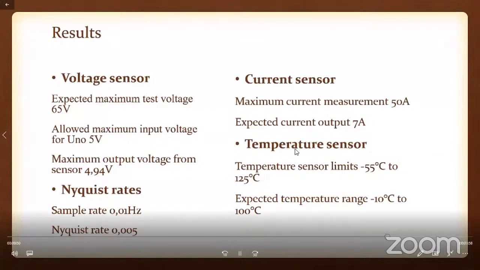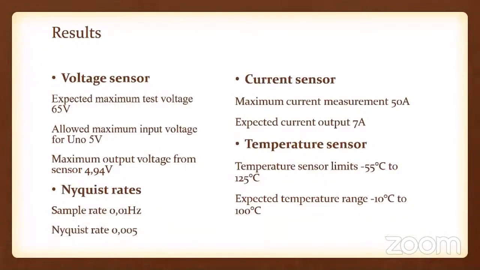The expected current output from the test system was 7 amps, and the maximum current measuring capability of the current sensor is 50 amps. At 50 amps, the expected error of the current sensor was 24%. The operating temperature of the current sensor is from negative 40 degrees to 150 degrees Celsius, which is again within the expected temperature range. The rate at which the data was sampled is 0.01 Hz, and the calculated Nyquist rate was 0.005, which is acceptable as well.